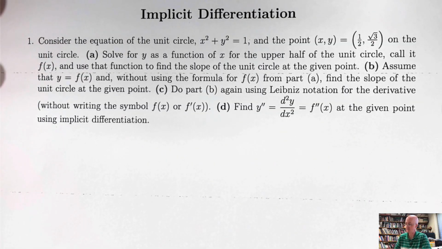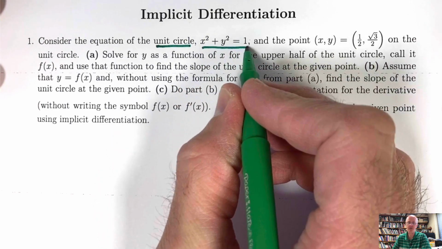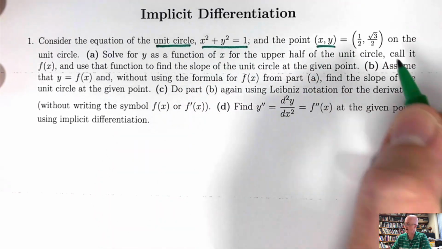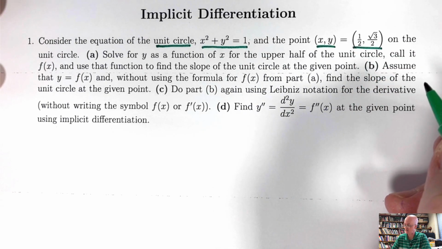Let's solve some problems from calculus about a hard topic called implicit differentiation. We'll think about it first with a relatively simple example where we have the unit circle with equation x squared plus y squared equals 1. We're going to consider the point whose coordinates x, y are 1/2 comma square root of 3 over 2 that is on the unit circle.